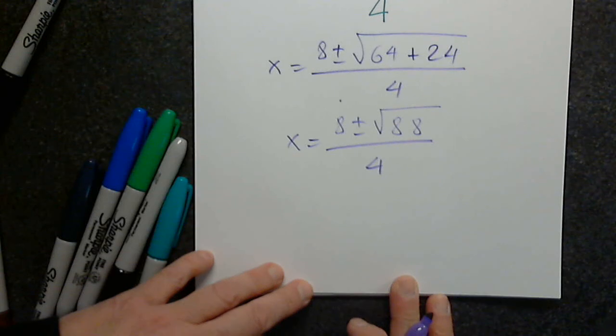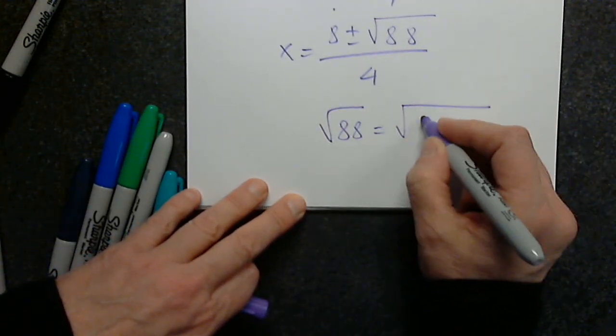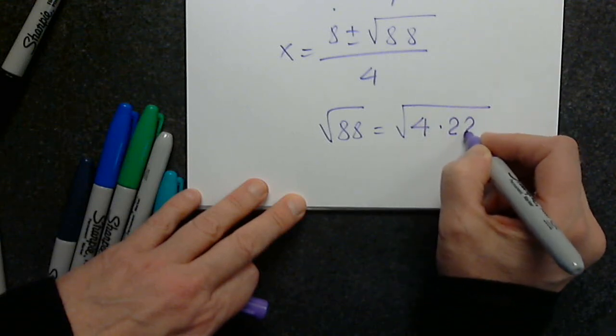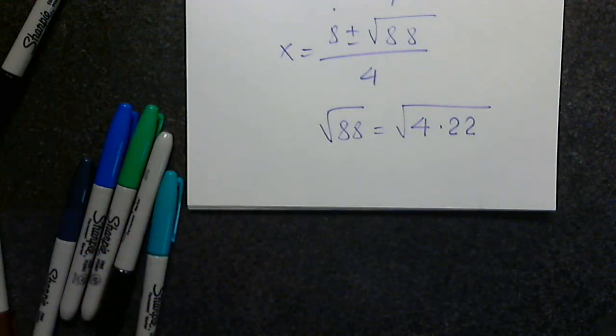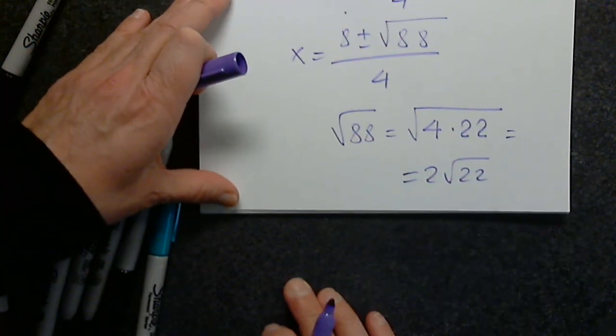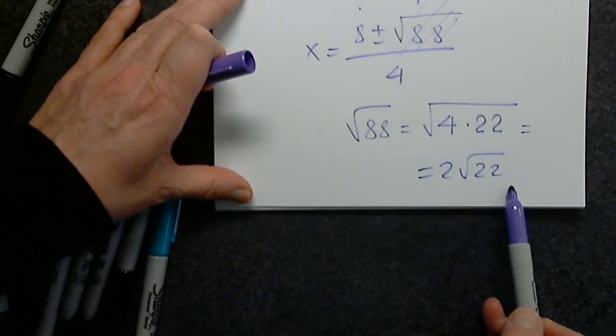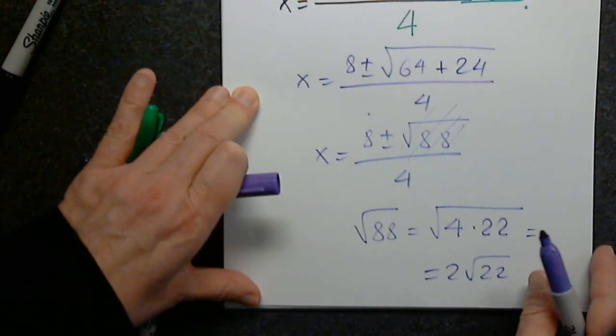And now I have to be careful because the square root of 88 should be presented as the square root of 4 times 22. Why did I choose 4? I didn't choose 8 times 11. I could have chosen 8 times 11. Why did I choose 4 times 22? 4 is a perfect square. Excellent. So then this answer will be 2 times the square root of 22. So I go back and replace this by 2 times the square root of 22. Any questions?